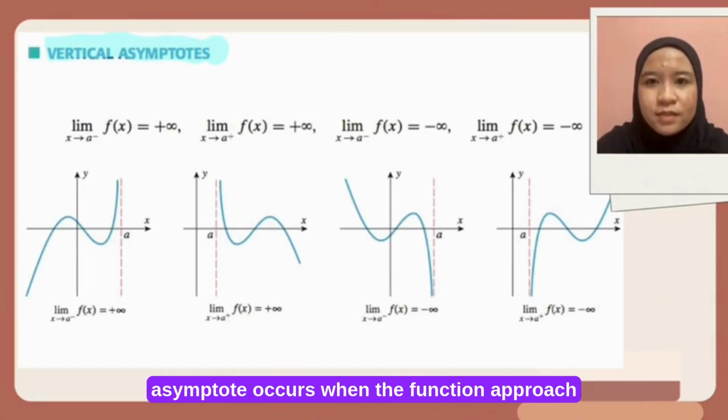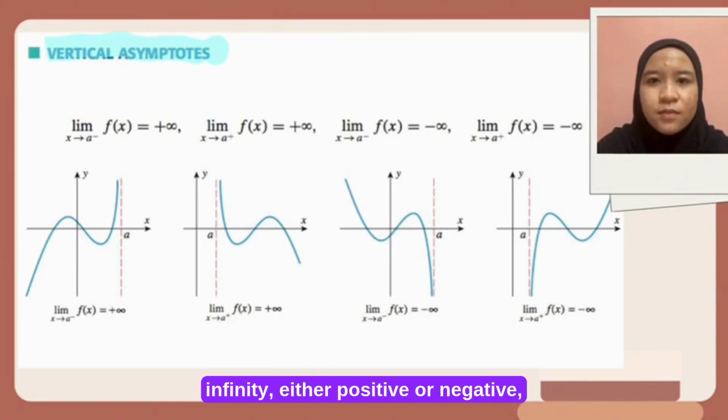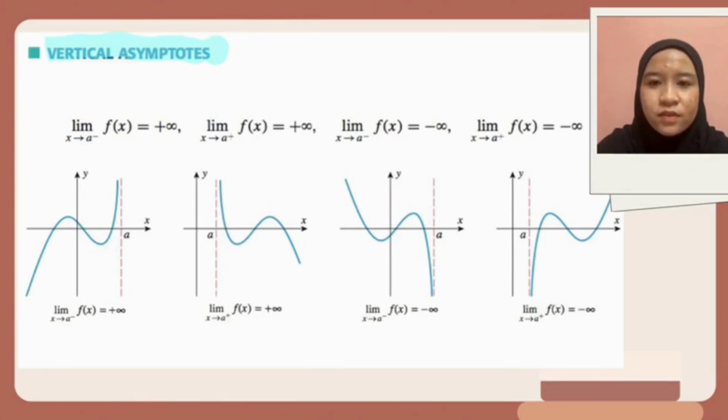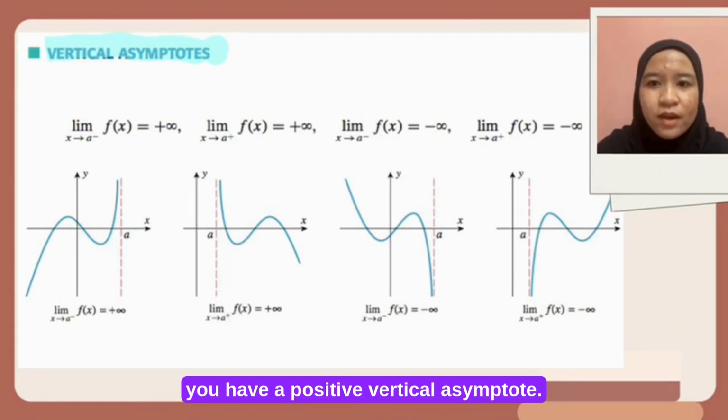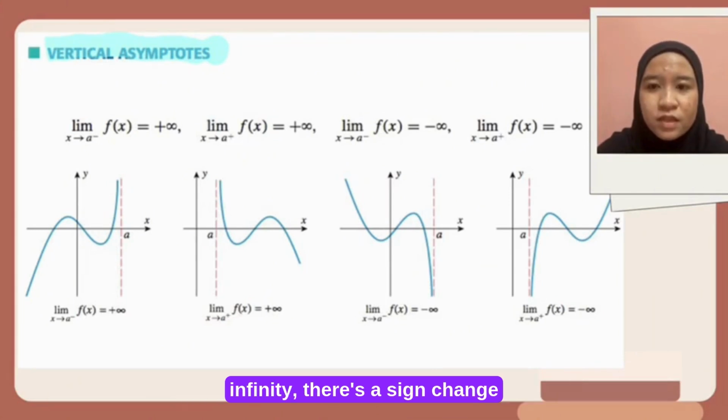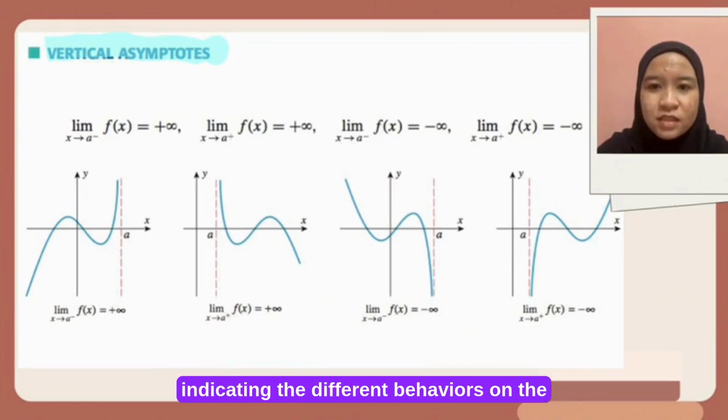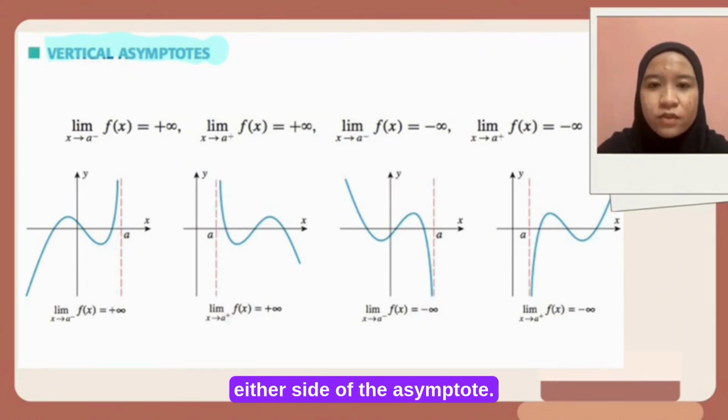A vertical asymptote occurs where the function approaches infinity, either positive or negative, as it gets close to a certain x value. If both sides approach positive infinity, you have a positive vertical asymptote. If one side approaches positive infinity and the other side approaches negative infinity, there's a sign change indicating different behaviors on either side of the asymptote.